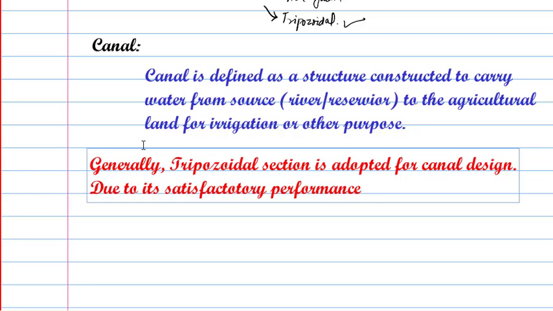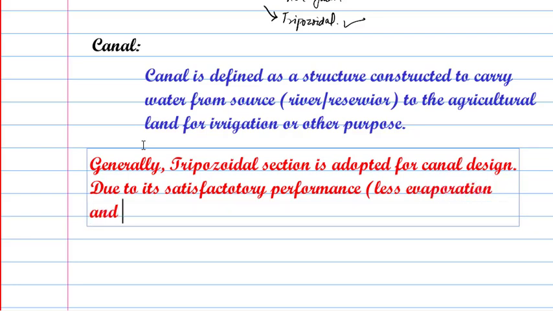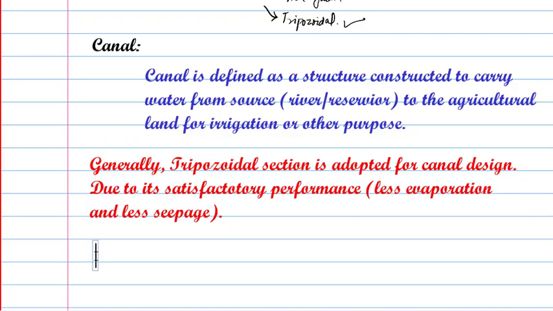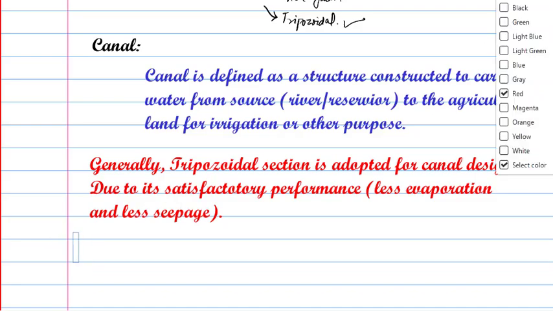Okay, what do you mean by satisfactory performance? Satisfactory performance means there will be less evaporation and less seepage in the canal if you design it in a cross section in trapezoidal shape. Okay, so that's the point. The next point we need to discuss is what is canal irrigation system.